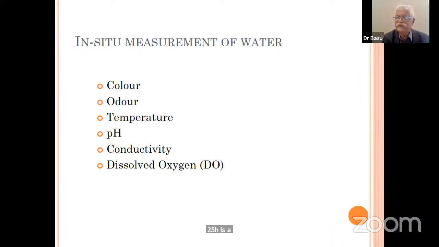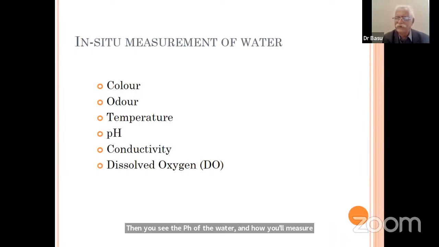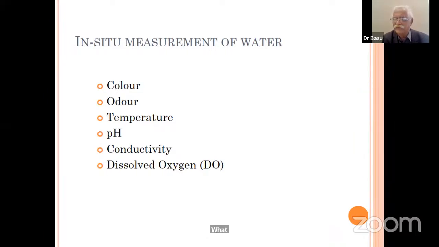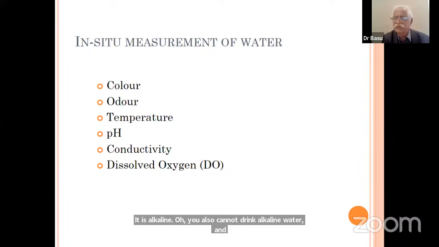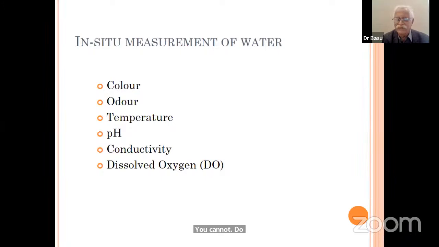Then you see the pH of the water. How do you measure the pH? pH is the concentration of hydrogen ions. If hydrogen ions are more, then it is acidic. You cannot drink acid water. If it is more than 7, it is alkaline. You also cannot drink alkaline water, and with too much alkaline water you cannot do agriculture. So these are the things.